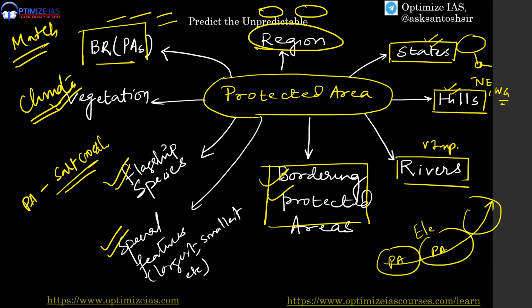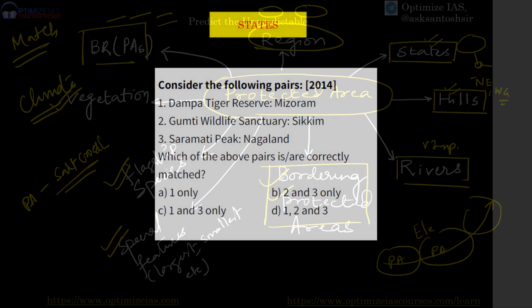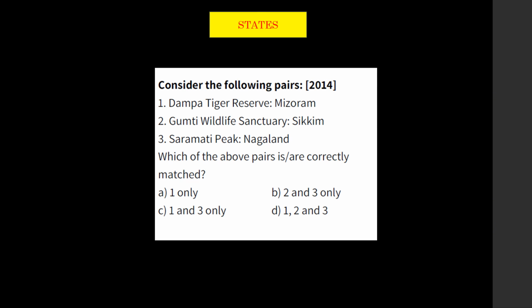Particularly in the Nilgiri Biosphere Reserve, such kinds of questions have come. Okay, so let us see each question in detail. You can see the first type of question is about states. They have given "match the following pairs": Dampa Tiger Reserve, then the state; Gumti Wildlife Sanctuary, then the state; and Saramati Peak, and they have given the state.